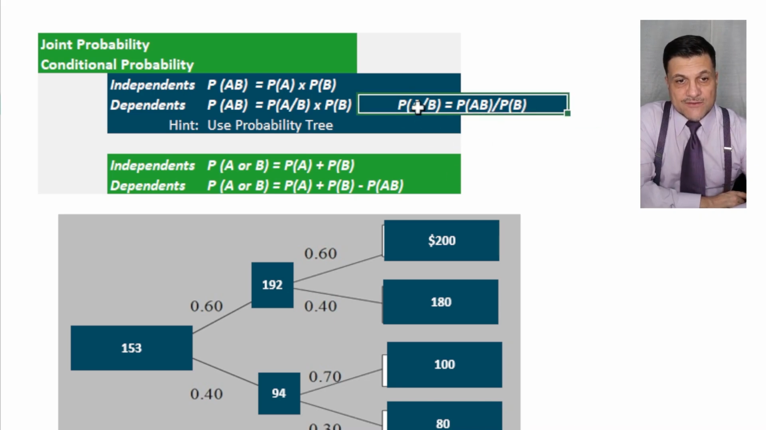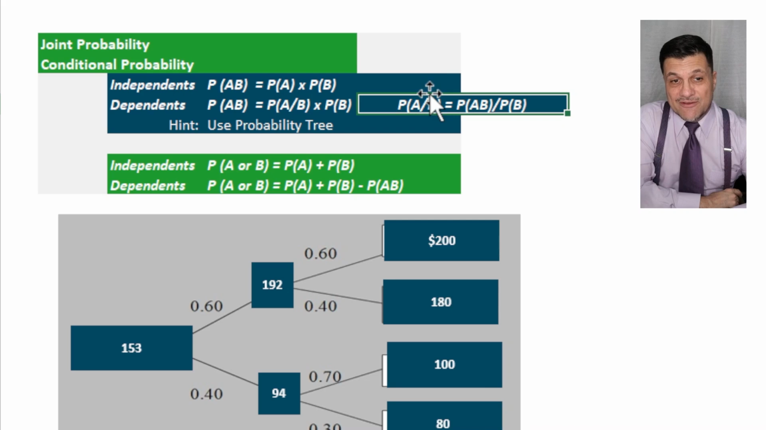So the conditional probability equals the probability of the joint divided by the probability of the second one, the one that is given. Because A here is the one you want to find, you want the probability of A.